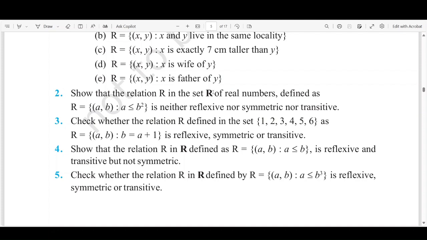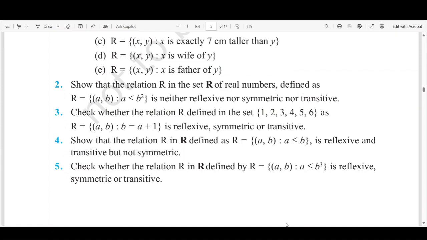If x is a father of y and y is a father of z, then we cannot say x is a father of z, right? Therefore, we cannot say the relation R is transitive. So from this, what we could conclude is the given relation R is neither reflexive nor symmetric nor transitive.